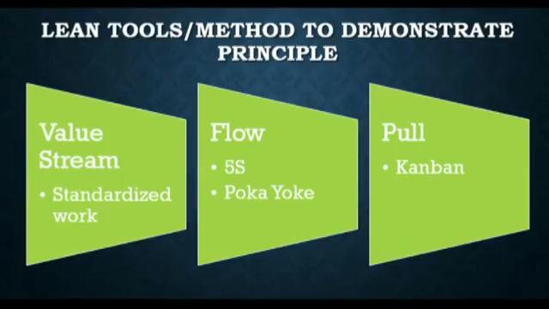So the next question is how I am going to demonstrate these lean principles on the Bosch Rexroth workstation. The answer is lean tools. According to Womack and Jones, there are certain lean tools which are associated with each lean principle. Standardized work is associated with value stream, the same with 5S and Poka-yoke with flow, and Kanban with pull.